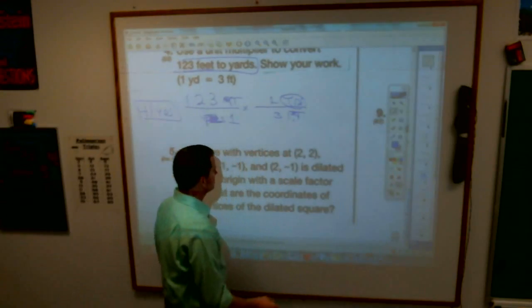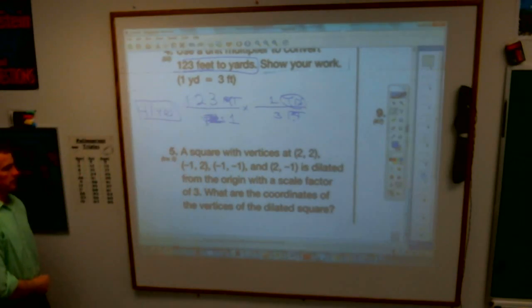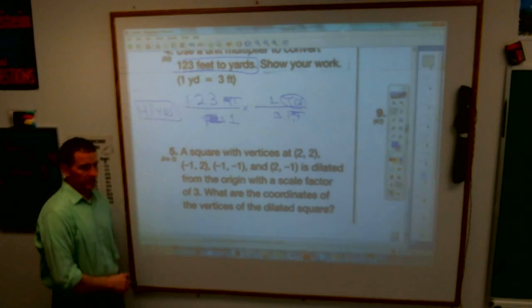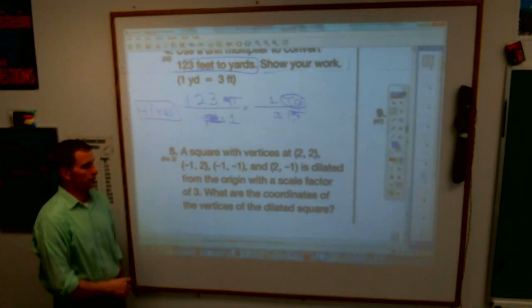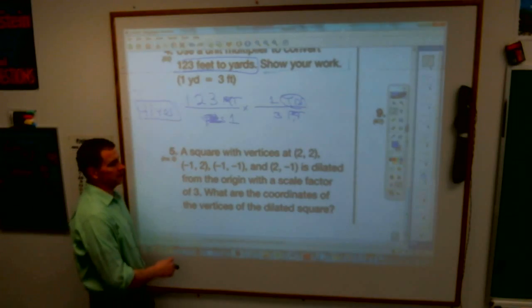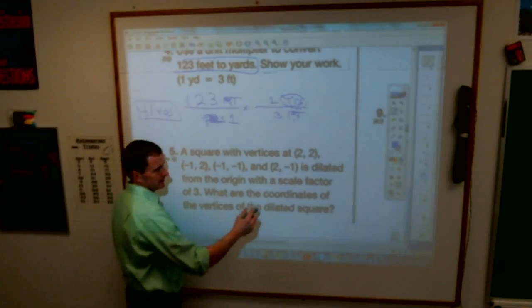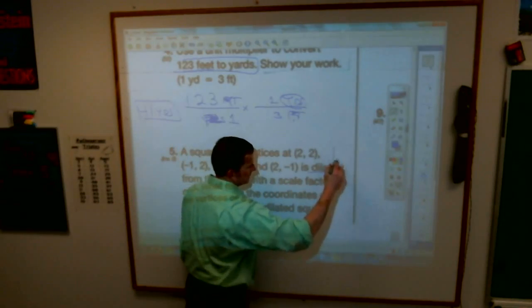Number 5. The square with these vertices is dilated from the original by a scale factor. Do you need to graph this? Absolutely positively not. I just ask you for what the coordinates are. If something is dilated, note to self, dilated means it gets bigger.